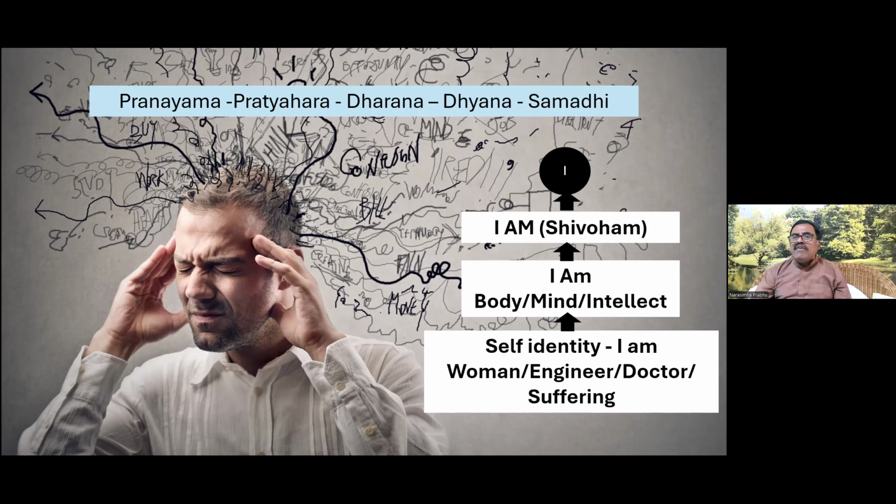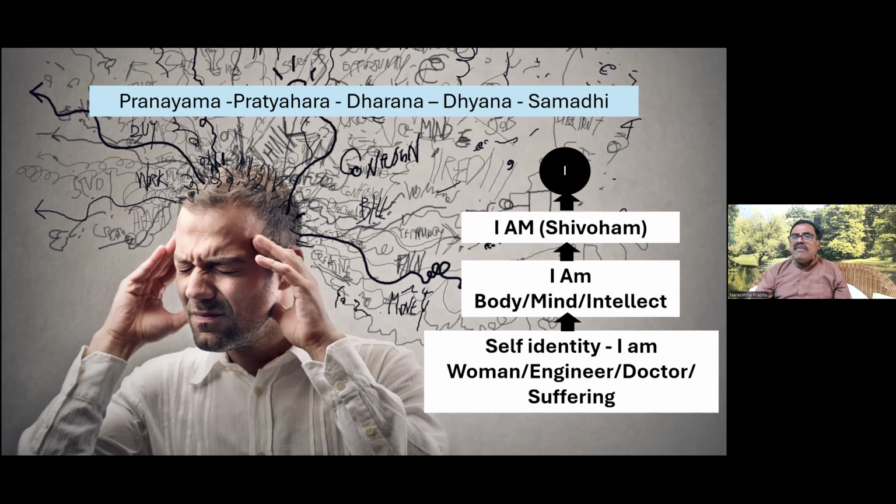And self-identity is not real. It is a concept created by the mind. No self-identity is real. If you say, I am woman, that is all related to body, mind, and intellect. So what is the primary identity? I am the body, I am the mind, I am the intellect. That gives rise to self-identity. Are you clear? So now, you don't have to drop the self-identity. No need to drop the self-identity. Just hold on to a higher identity.